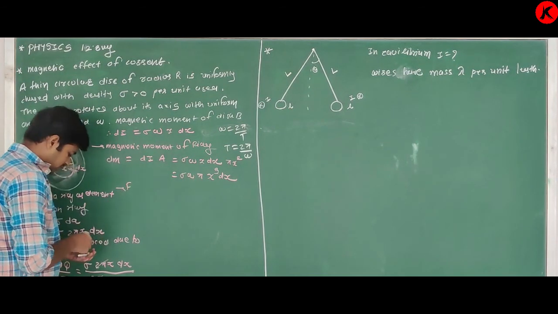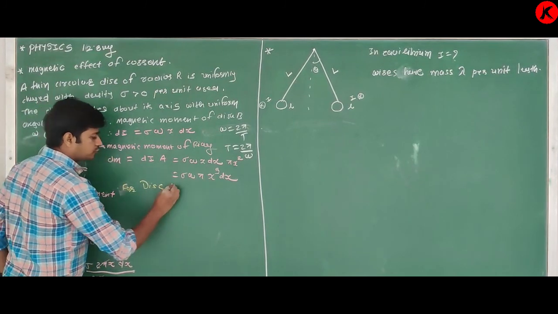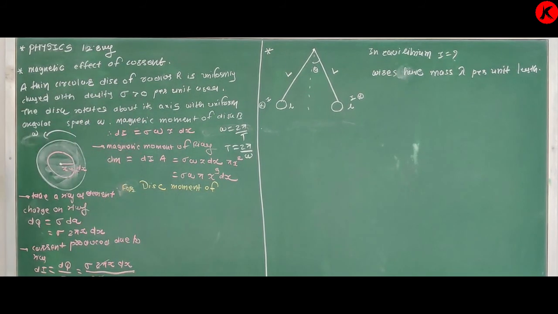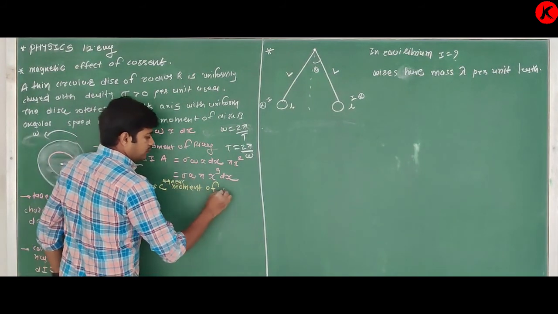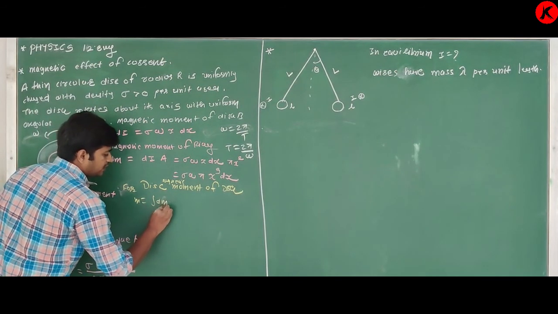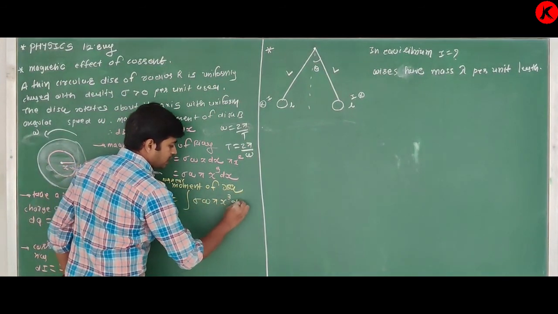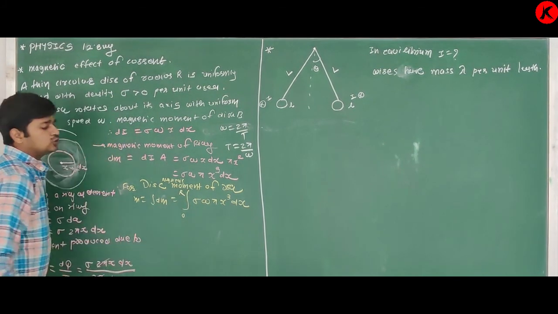So for this, I will write the magnetic moment of this. The magnetic moment m is equal to the integration of dm, that is the integration of sigma omega pi x cube dx. The integration is with respect to x, and what is x? The distance of the element from the center, and you know that the limit is from 0 to r.